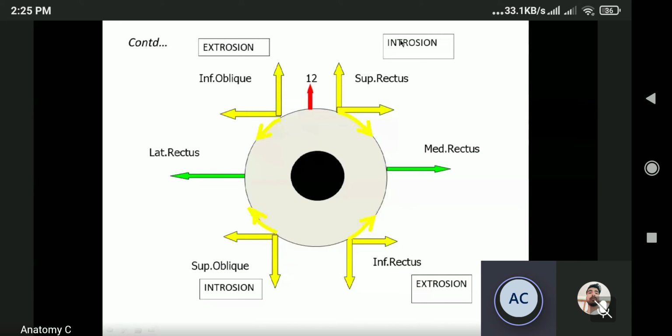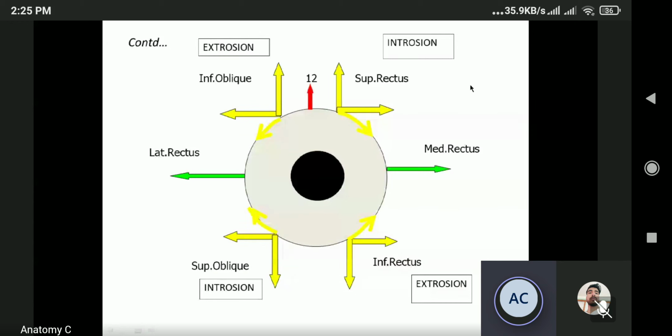And if you have already put an intorsion, you just put extorsion over here. So now what will happen? What is the action of superior rectus? It will do the elevation. What is the function of superior rectus? Upward elevation.